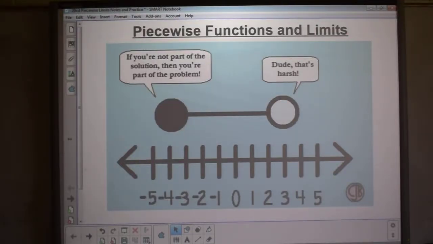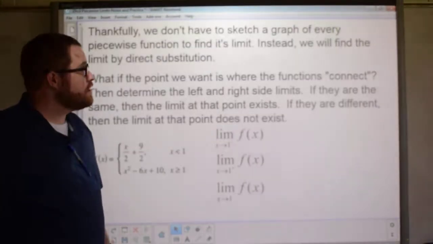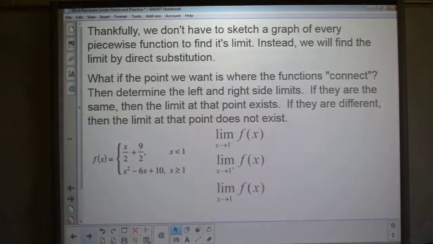Hello everyone. Today we're going to talk about piecewise functions and how they relate to limits. So in Honors Algebra 2 we graphed piecewise functions by doing each individual point. Thankfully we don't have to do that. We just need to find it by direct substitution.